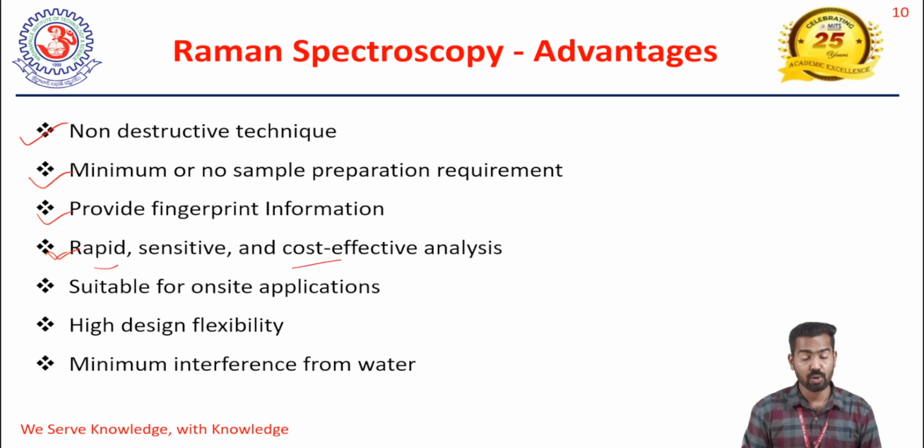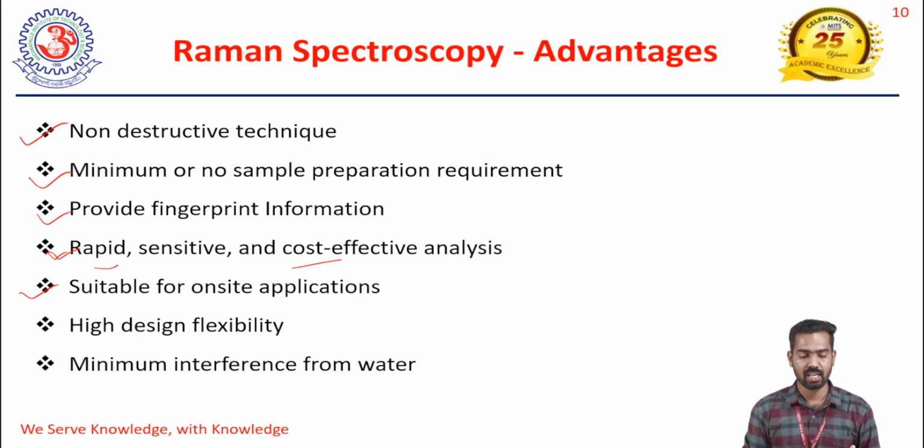Nowadays in the market we can see the portable Raman spectrometer. It is around 5 lakhs to even crores, according to the resolution and sensitivity; everything is a factor. In a similar way, it is suitable for on-site application. Yes, there are so many portable devices available now, even box models you can see in the market. So we can use this Raman spectrometer for various on-site applications.